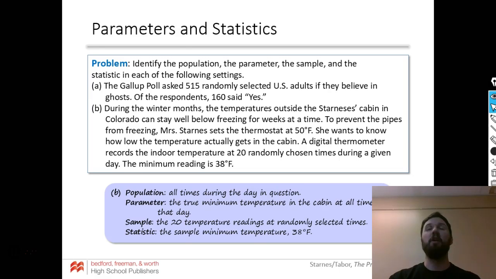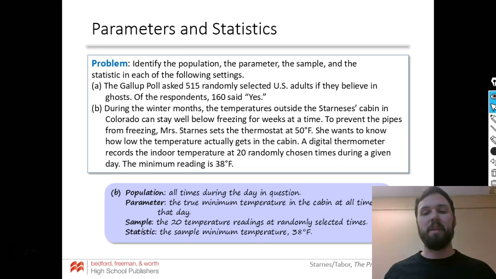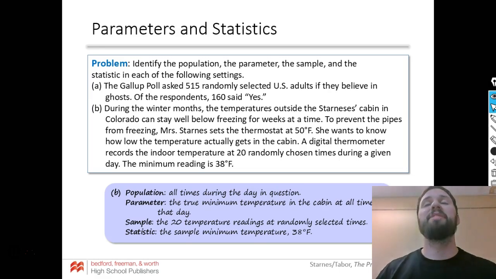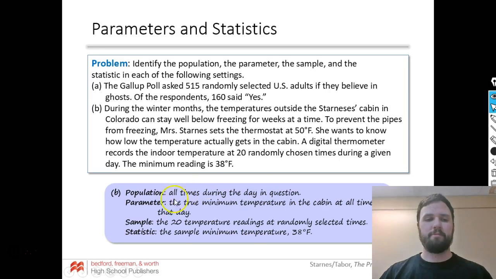So population is all the time throughout the day. Okay. The parameter she wants to know is what's the true minimum temperature in the cabin. Like what's the lowest it gets. The sample is the 20 readings she took at randomly selected times. And the statistic was the minimum that she got, which was 38. That estimates the parameter.